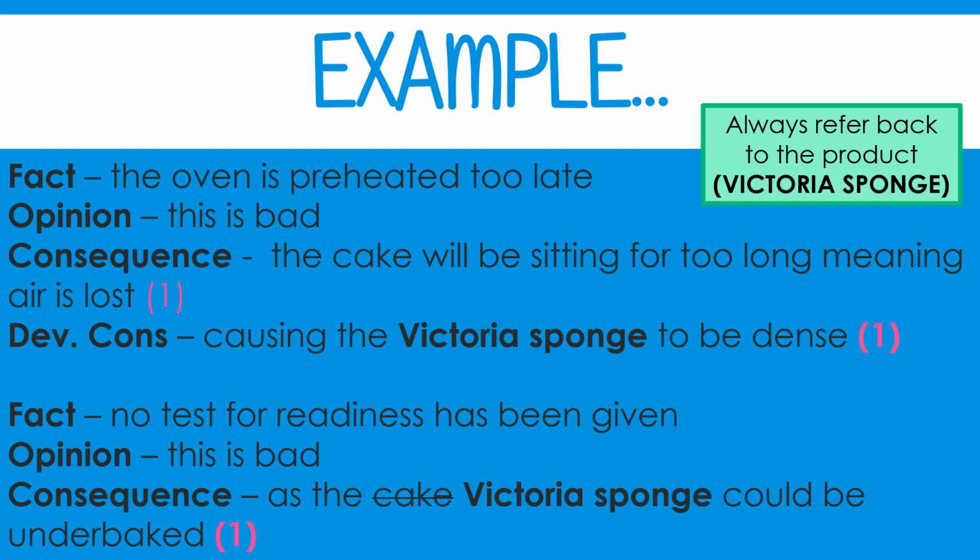Our second answer is our fact, so we're taking that straight from the recipe, is that no test for readiness has been given. We're saying this is a bad thing as our opinion, and then our reason for this being a bad thing is that the Victoria sponge could be underbaked. So again, we've got all 3 parts to our answer. If we had not put in Victoria sponge, so we've scored out the word cake and we've put Victoria sponge instead, which means that we will have the mark now. However, if we just kept it as it is and just said cake, we would not get a mark for this because we're not being specific to the Victoria sponge cake.